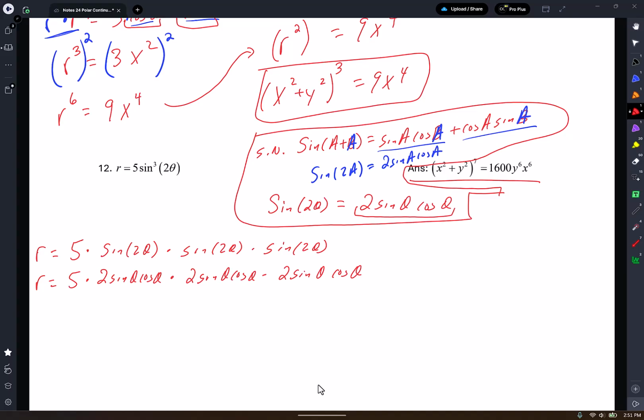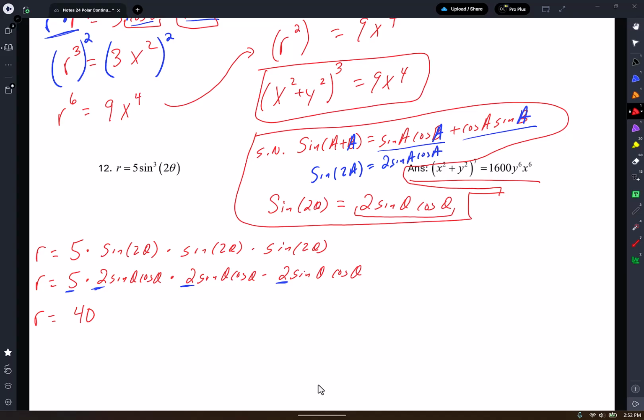All of this on the right-hand side is a product, all of it. What is 5 times 2 times 2 times 2? Well, 5 times 2 is 10, and 10 times 2 is 20, and 20 times 2 is 40, and then I'm going to put them in order. So here's what I'm going to do. R equals 40, and I see 3 sine thetas, and I see 3 cosine thetas.